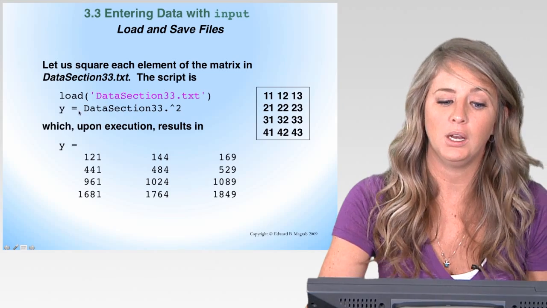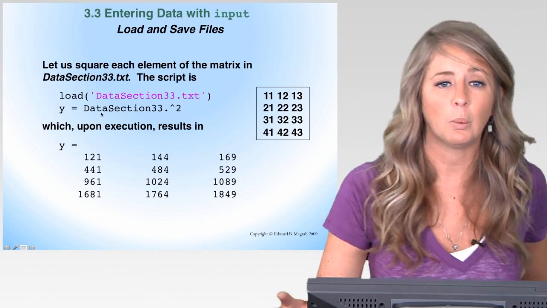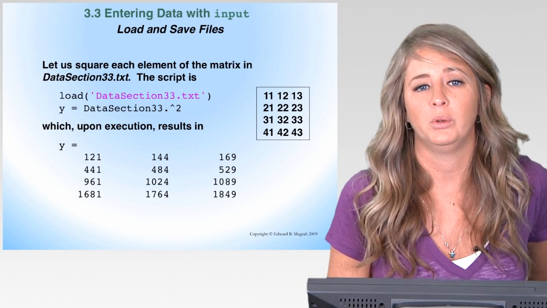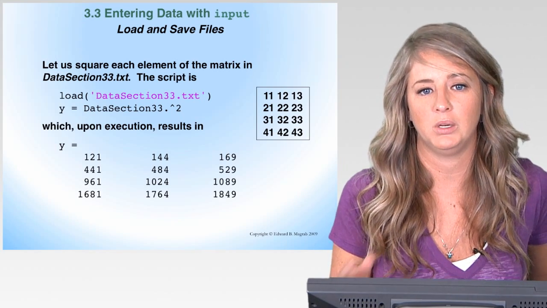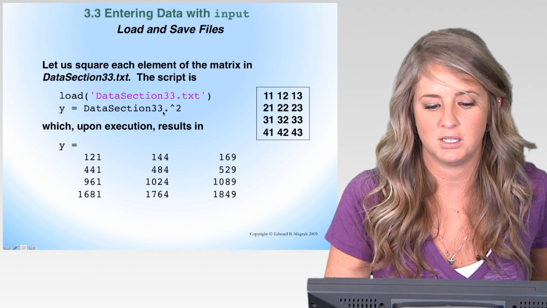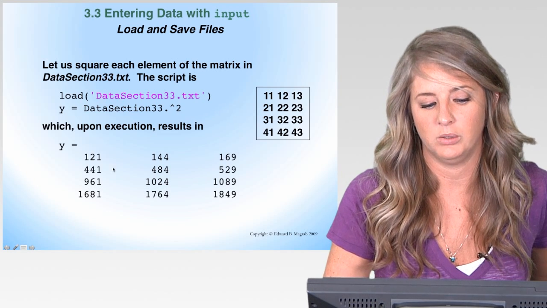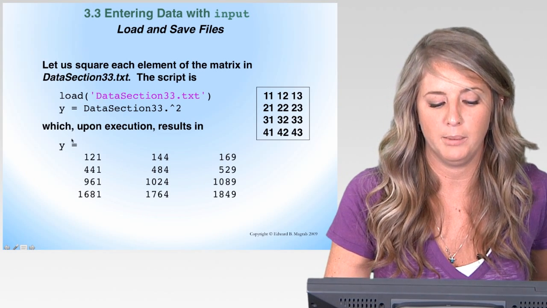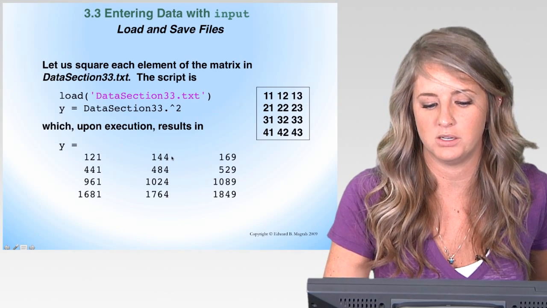Furthermore, we can load it and then we can do further manipulations with it. So let's say that we wanted to square all of the values within the matrix set from data section 33. We can do that by literally taking the data section 33 dot, and then we can square it. And so that will result in a new Y matrix where each of the values here have been squared, as you see.